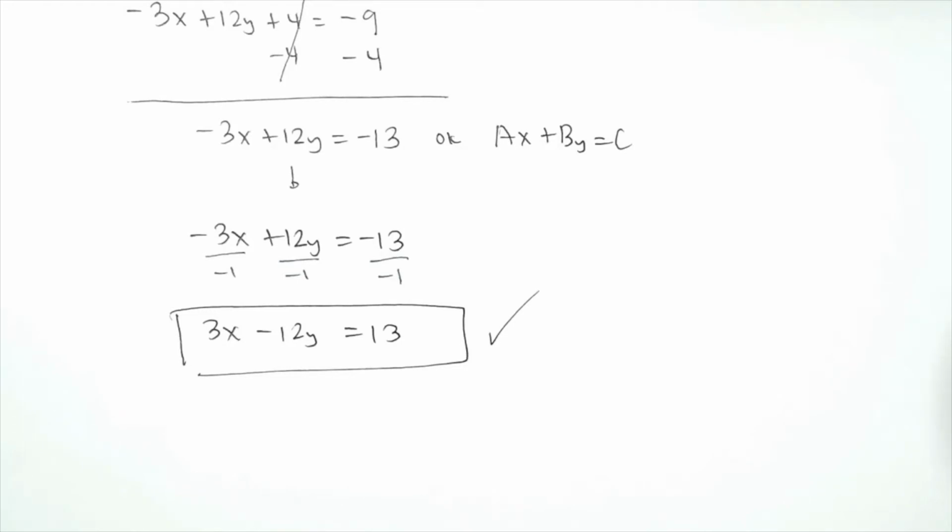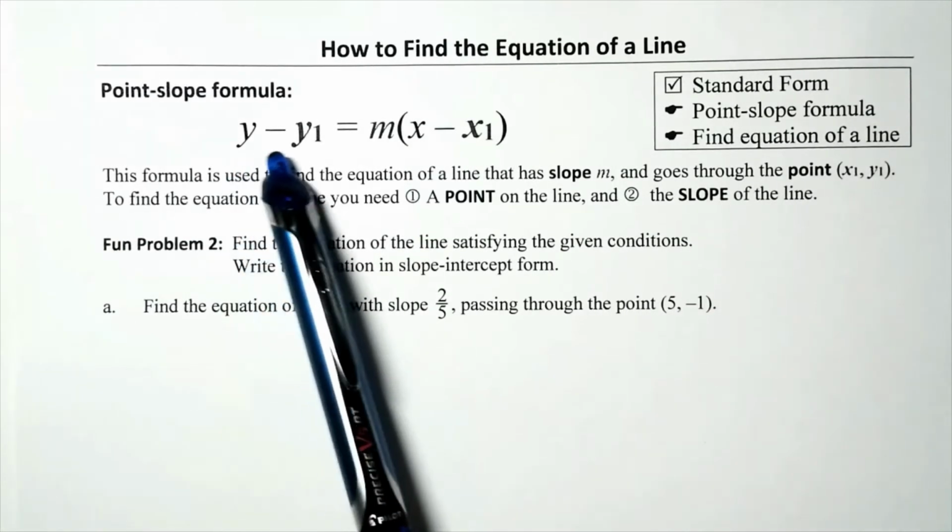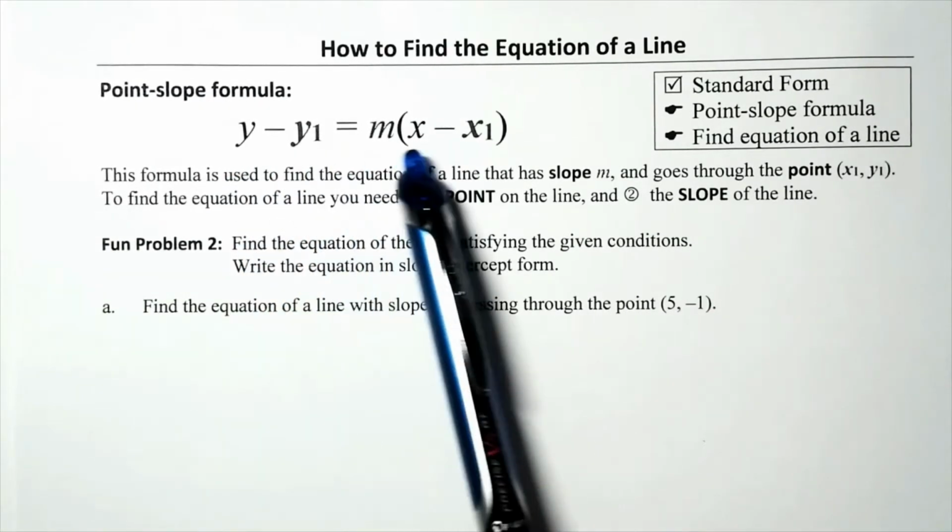So let's get to the heart of this section, which is actually finding the equation of a line. Okay guys, so let's go ahead and introduce another cool formula. So we have the point slope formula. The point slope formula reads y minus y1 is equal to m times x minus x1.